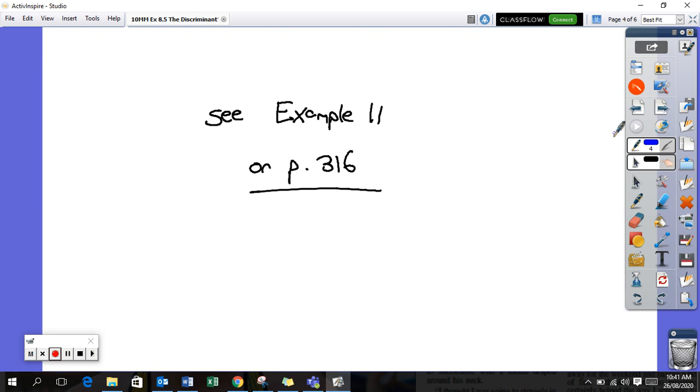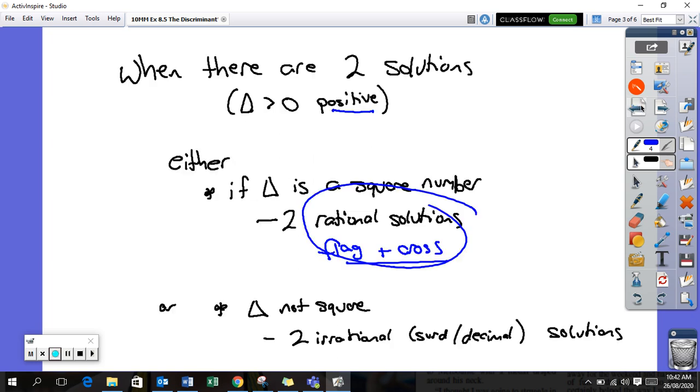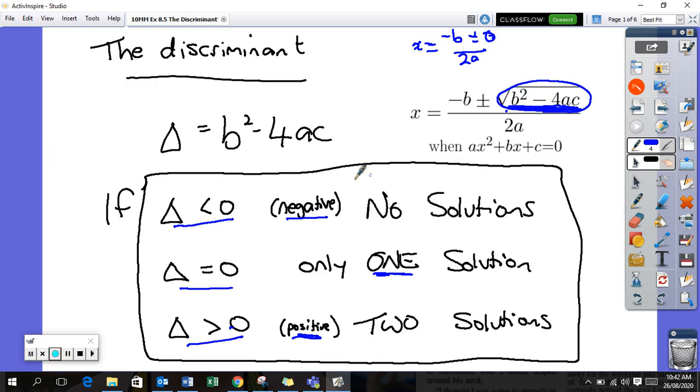So there are some examples. Work example 11. I'm not going to go through them because they're basically doing the same thing. All they're doing is working out the discriminant in each case. Once they've worked out the discriminant, they go back to this table and work out if it's negative, no solutions. If it's 0, there's one solution. If it's positive, there are two solutions. And that is all they're doing in example 11.